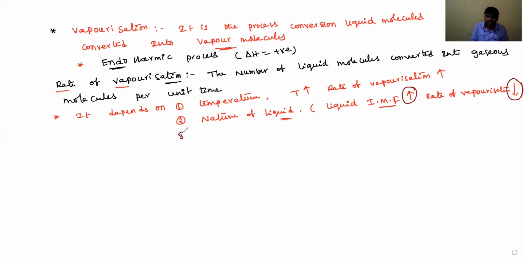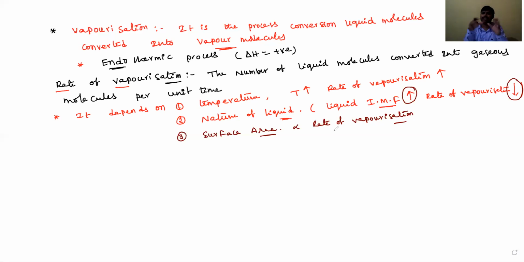The third one is surface area. Surface area is directly proportional to the rate of vaporization. If the surface area increases, the rate of vaporization increases. Why? If the surface area is more, more liquid molecules come to the surface of the liquid and are easily converted into gaseous state. That's why the rate of vaporization is directly proportional to surface area.